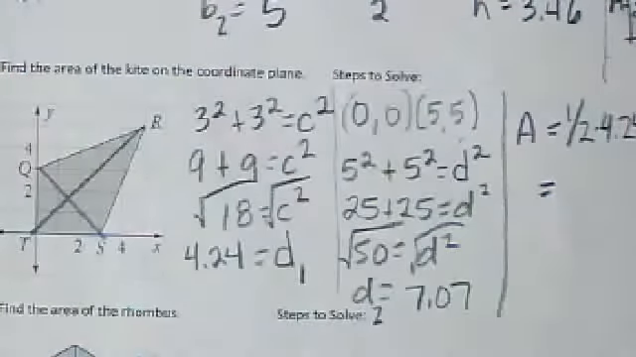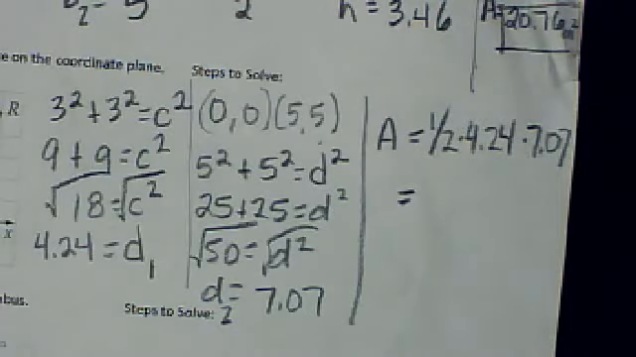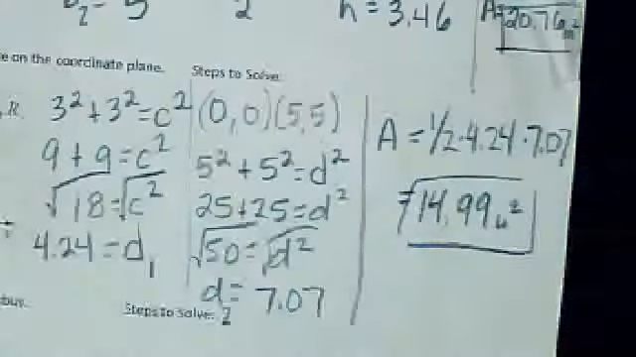So my area is 1/2 times my diagonal 1, which is 4.24, times my diagonal 2, which is 7.07. So 4.24 times 7.07 divided by 2, or times 1/2, whatever you want to call it, gives me 14.988, so we'll say 14.99 units squared for the area of my kite.